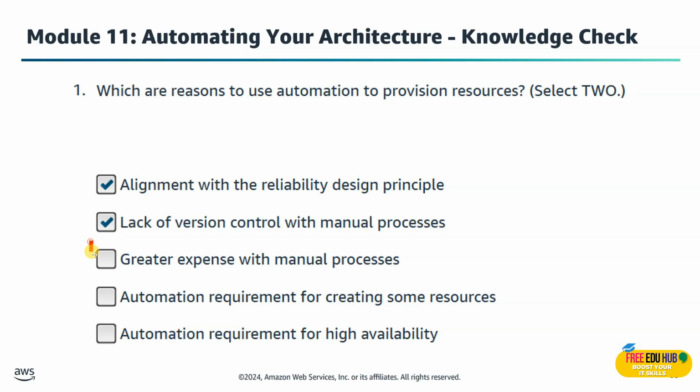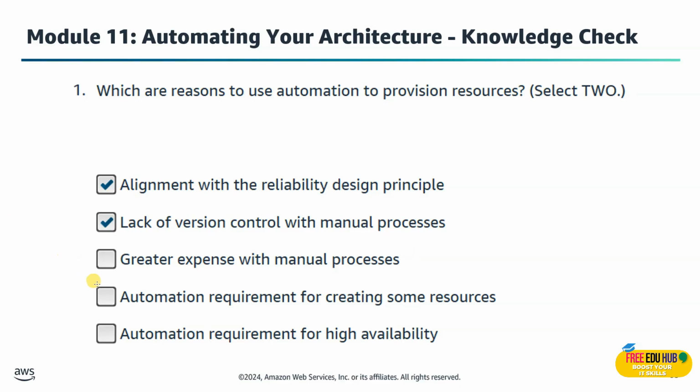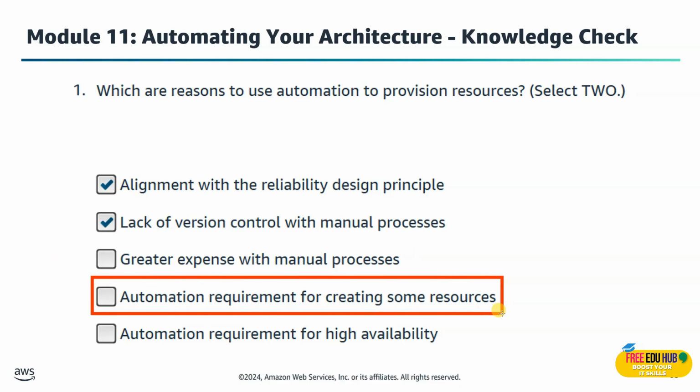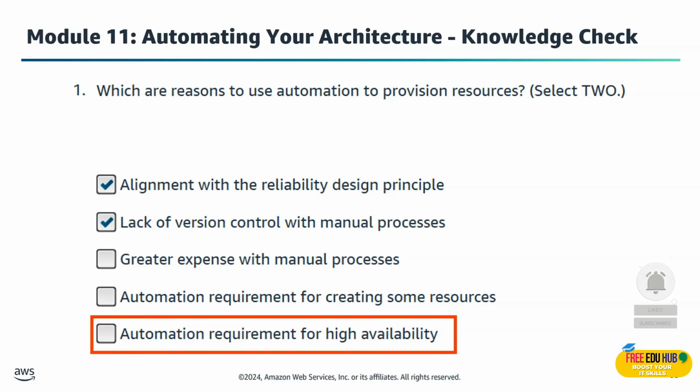Now, if you see the option of greater expense with manual process, cost isn't the main driver here. Automation is more about reliability and repeatability than saving money directly. Then we'll read the second option, which says automation requirements for creating some resources. Automation isn't mandatory to create AWS resources. It's just best practice. And we are not selecting automation requirements for high availability either, because high availability comes from architectural design, not from automation itself.